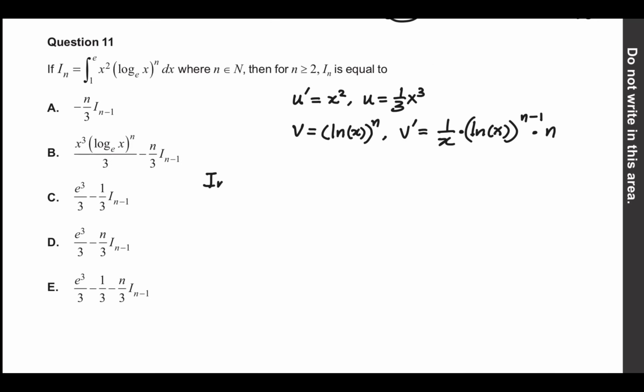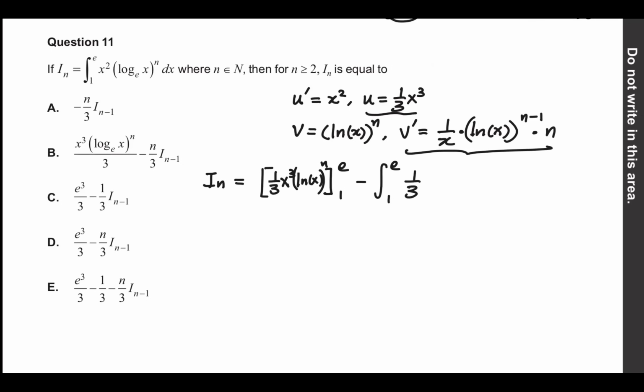And the integration n equals u times v between 1 and e. So you get 1/3 x to the power 3 natural log x to the power n, subtracting the integral 1 to e, v dash times u. If you multiply these two things, you cancel out an x. So you get 1/3 x squared times n times natural log x to the power n minus 1 dx.